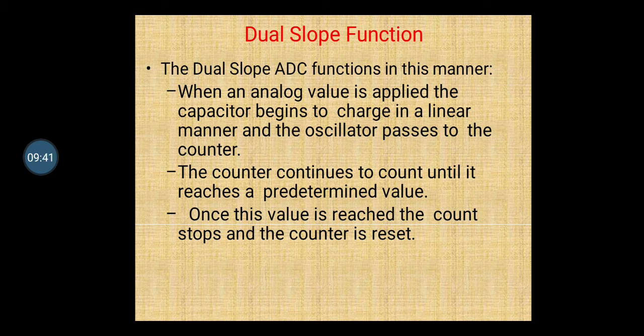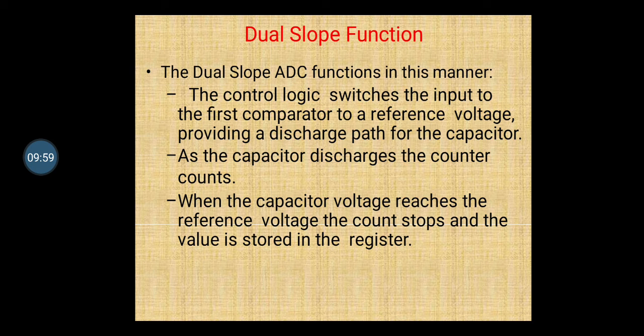Here that predetermined value is nothing but a reference voltage. The counter will go on counting, and once the value is reached, the counter stops. So when the reference voltage and the counter value match, the counter stops and the counter is reset. So this is how it works.